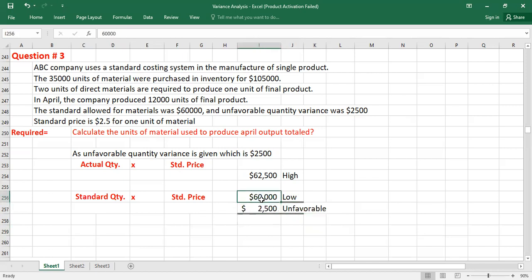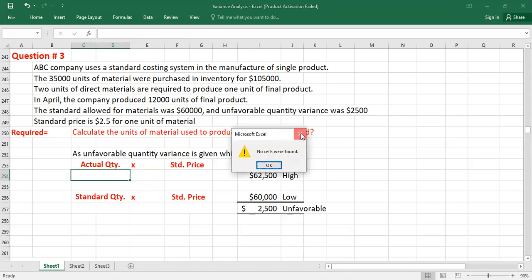You are provided with the amount of standard material cost, which is $60,000. So what you will do here: the first line was higher, that's why this variance is unfavorable. So we will take 60,000 plus 2,500. This is going to give us the answer of the first line. But this is not the requirement. The requirement is what? You have to calculate the actual quantity.